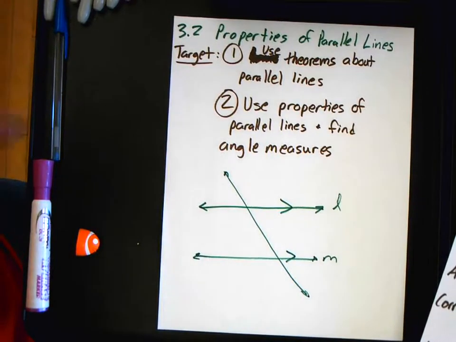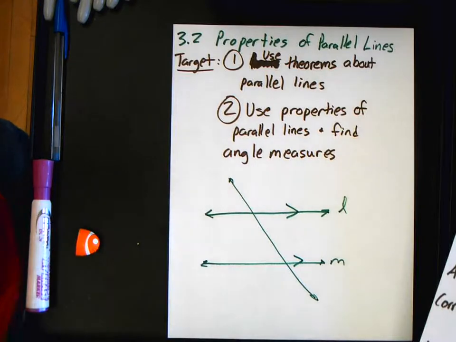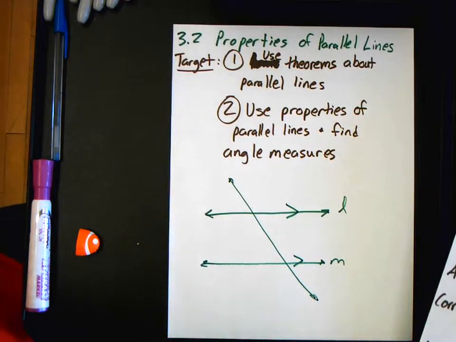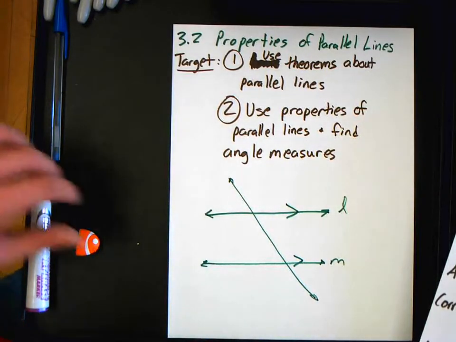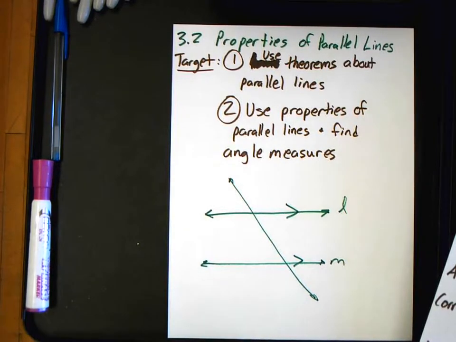Hello, this video is on section 3.2, which is properties of parallel lines. And there's two targets today. The first one is to use theorems about parallel lines, and the second one is to use properties of parallel lines and find angle measures. They're both equally important, kind of saying the same thing, but using them differently. Two is an application of the first target. Whatever one you want to fill out on your learning target sheet is totally up to you.